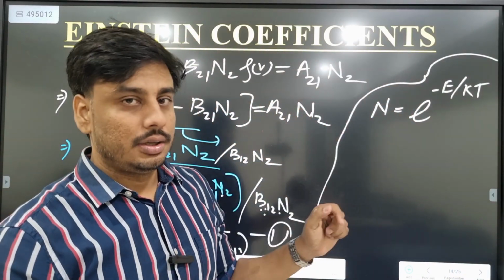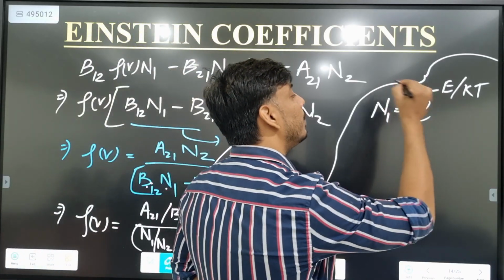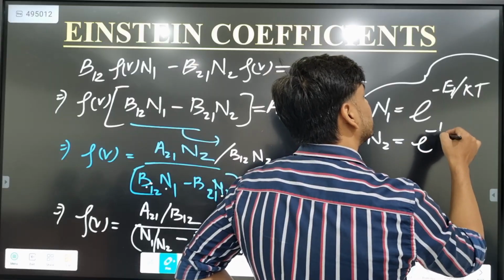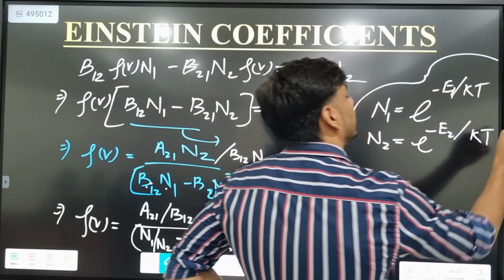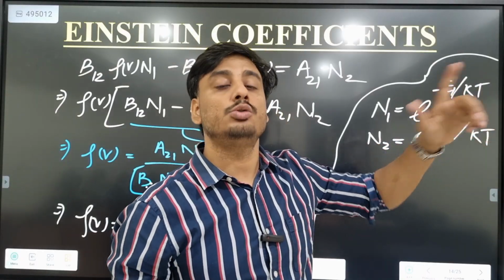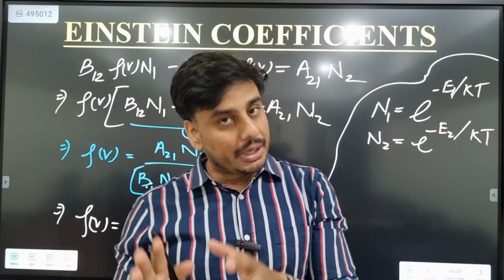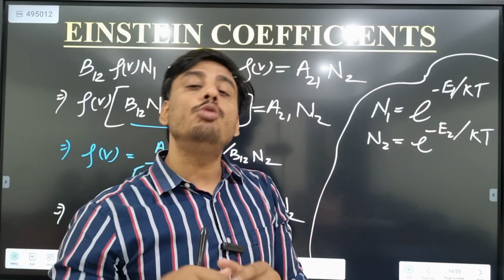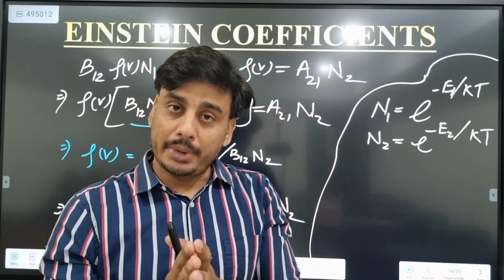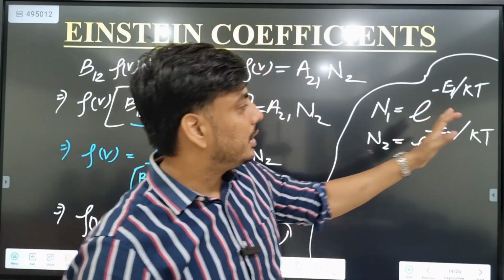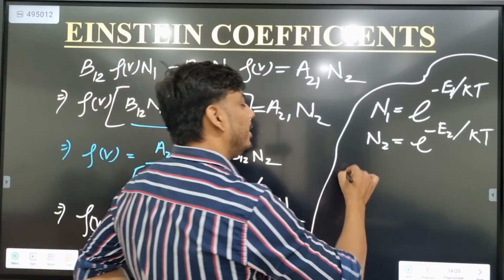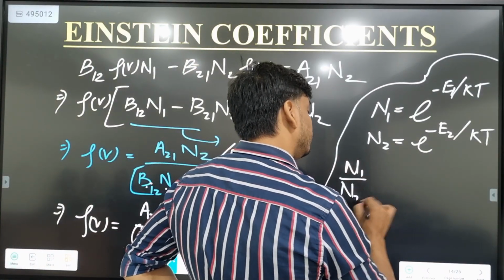So we can use that here. For the first energy state we can write N1 equal to e to the power minus E1 by kT, and for the second energy state N2 equal to e to the power minus E2 by kT. E1 and E2 are different, k is a constant, and T is constant because we are considering thermal equilibrium. Thermal equilibrium means the temperature must be the same. Both energy states have the same temperature, or throughout the transition of particles the temperature is maintained constant, so T is constant.